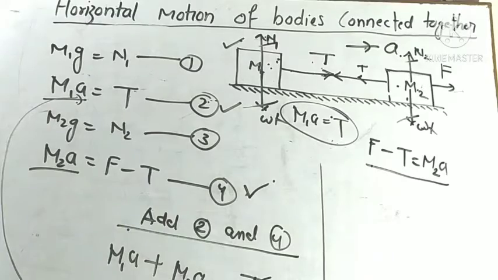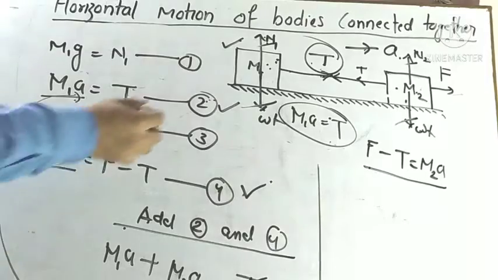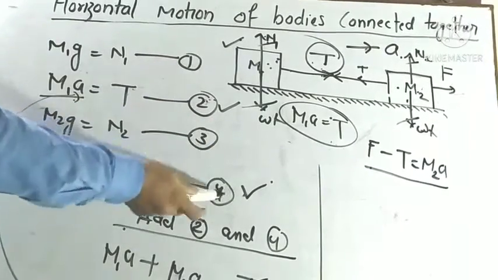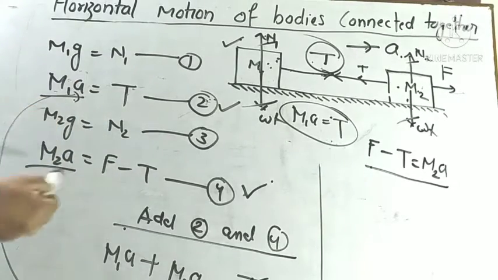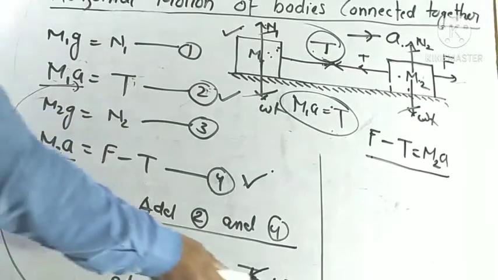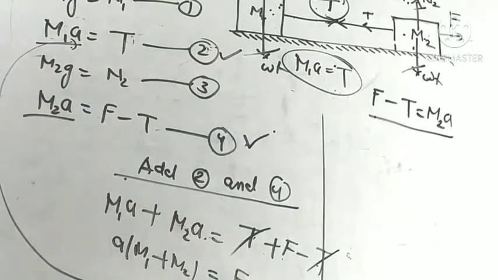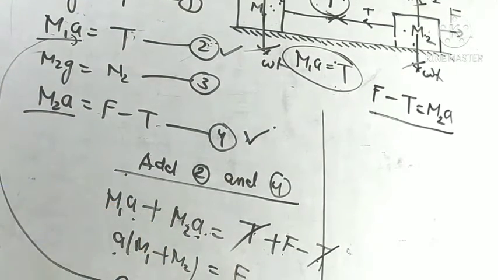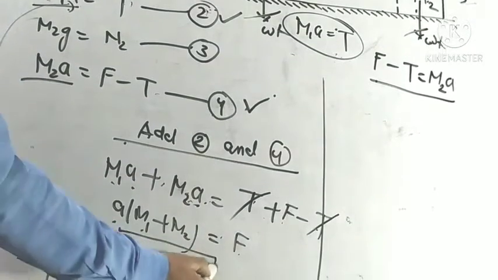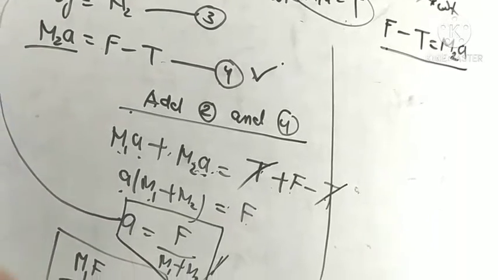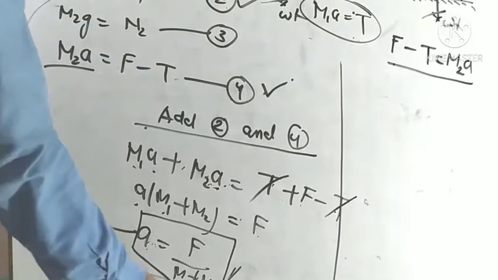Now we have a total of 4 equations, but we only take two equations, equation number 2 and equation number 4, to find the unknown quantities. Firstly we find the tension T in the string. We add both these equations. Adding the left-hand terms, m1a plus m2a is equal to T plus F minus T. T and T cancel each other and only F is left. Here we take a common, so what is left inside the bracket is m1 plus m2, equal to F. So we have the final expression of acceleration, and after that we put this value of acceleration in equation number 2. Then we will get the tension T in the string.